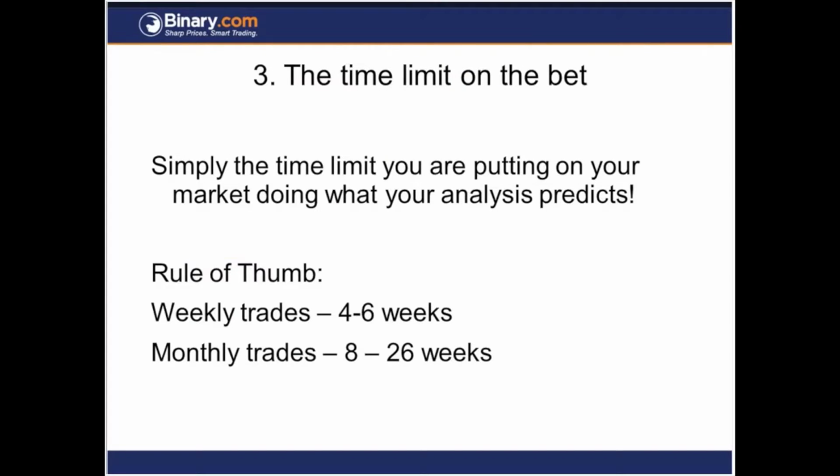Then the third one is introducing an element, the time limit of your position. So simply that time that you're putting on your market, doing what your analysis predicts. And here's a rule of thumb that I tend to use, and once again, ladies and gentlemen, it comes down to your own particular risk profile. But as a rule of thumb for my own positions, if I'm taking a position off the weekly chart, I'm looking for it to run for between 4 to 6, sometimes up to 8 to 10, but as a general rule, between about 4 to 7 weeks. That's what I find that I'm comfortable with, and that's what I'm happy with.